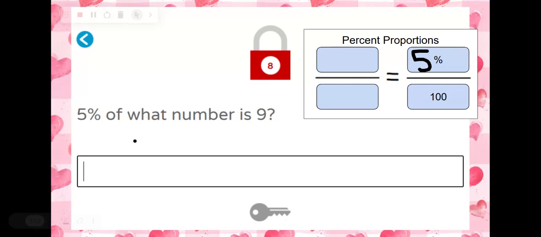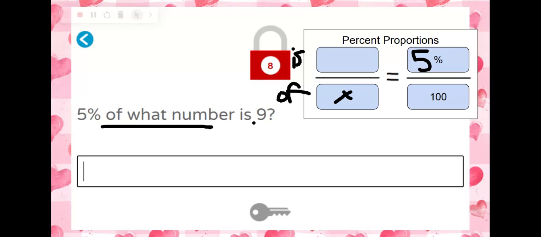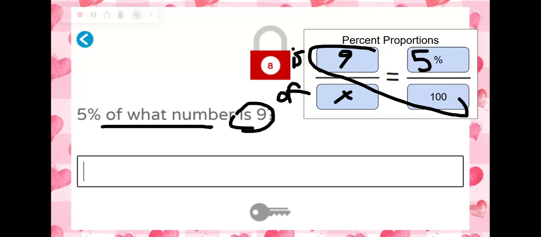5%, we know our percentage, of what number? So we're not sure of our of, we're not sure of our whole, is 9. Okay, so now we're going to butterfly 9 times 100 divided by 5.